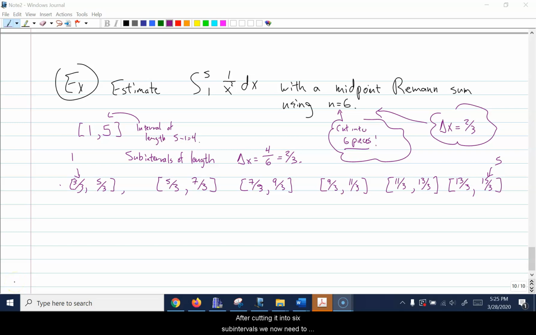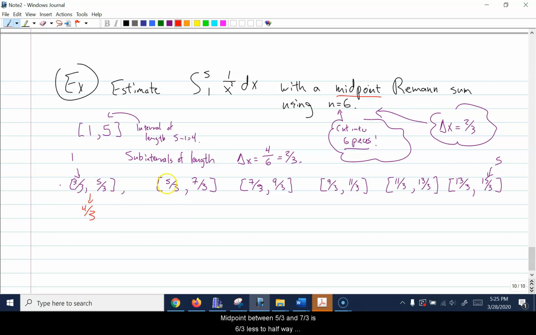After cutting it into 6 subintervals, we now need to choose our representative for each piece. The instructions told us how to do that. This is a midpoint Riemann sum. We need to find the midpoint of each interval. What's the midpoint between 1 and 5/3? Writing it as 3/3 makes it easy to see. The midpoint between 3/3 and 5/3 is 4/3.